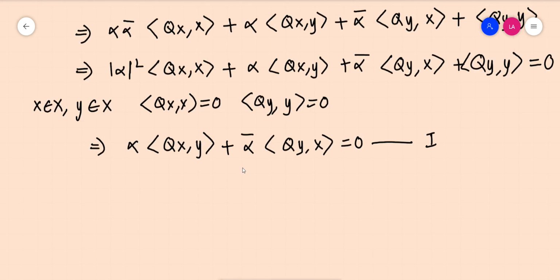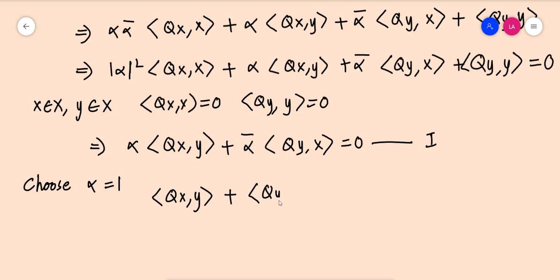Now since alpha is complex and alpha is chosen to be arbitrary, we can substitute any values for alpha. So choose alpha equal to 1. When alpha is equal to 1, alpha bar is also 1, because for a real number, a number and its conjugate are the same. So this expression becomes inner product ⟨Qx, y⟩ plus inner product ⟨Qy, x⟩ should be equal to 0. So this is expression A.